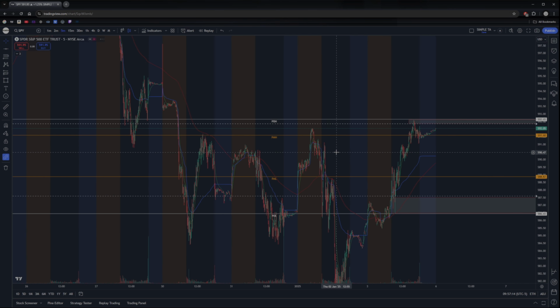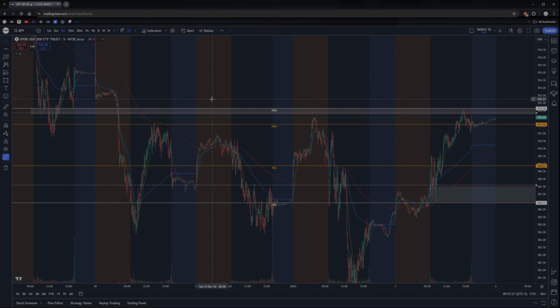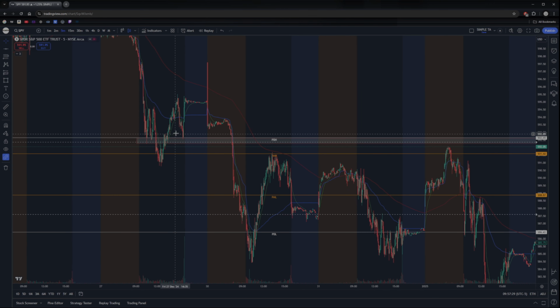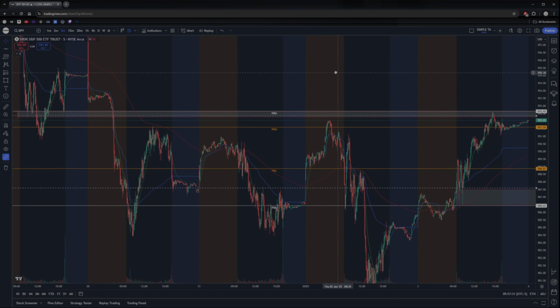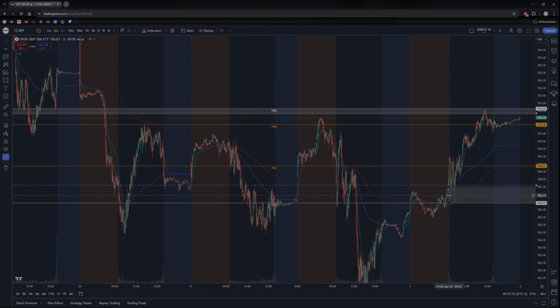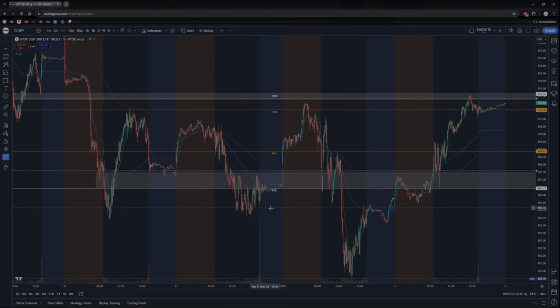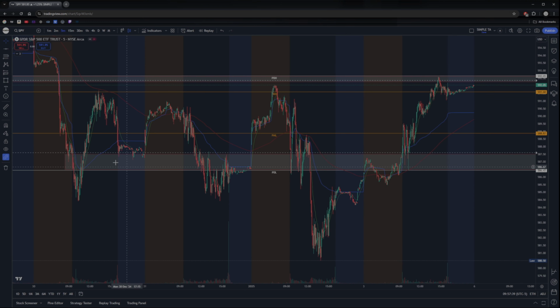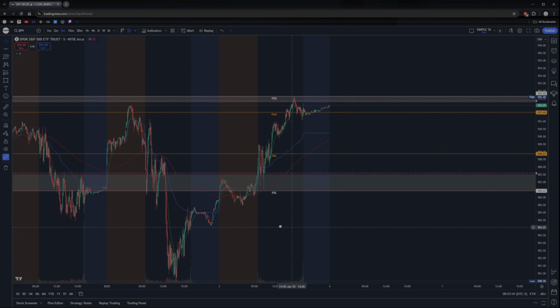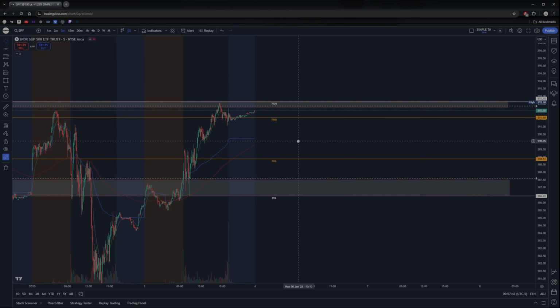So scrolling to the left, you can see how if I draw this out, it's been a known support or resistance level in the past, as the price action reflects off of this level. Same applies for prior day low. See how it broke out, came back in, and now it's a support and resistance level here.